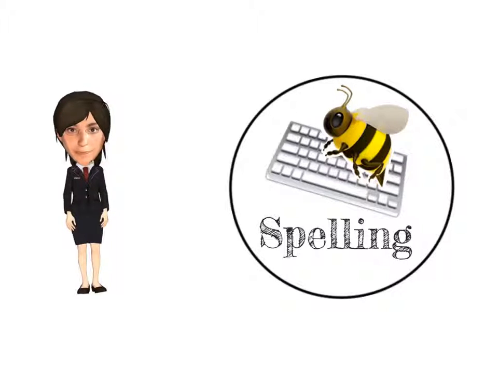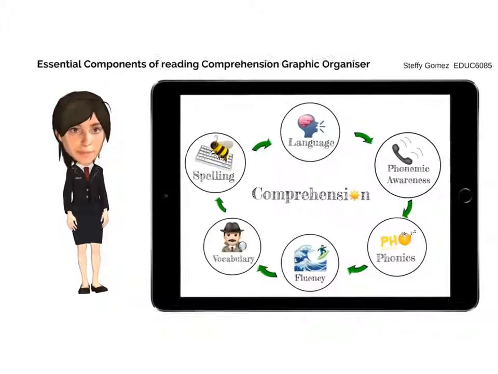And I've used the emoji of a bee because people relate bees to spelling bee. I don't know, they just see a bee and they see spelling. And I have chosen a keyboard because 21st century learners spell using keyboards as well as writing. And you'll see that in the future, most of our spelling will be on a keyboard.